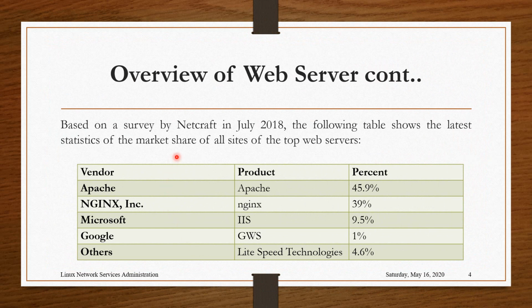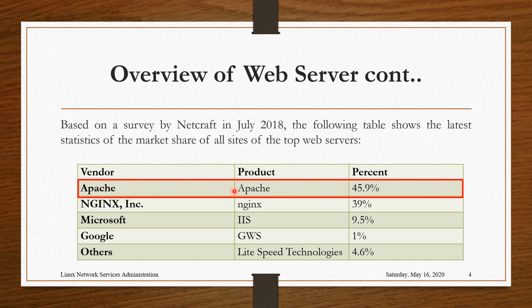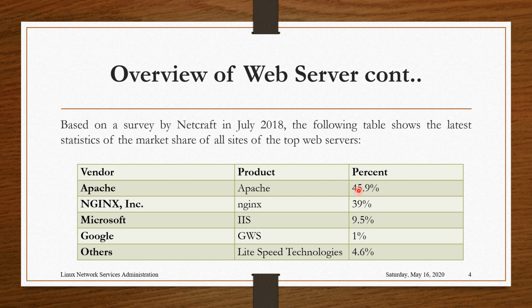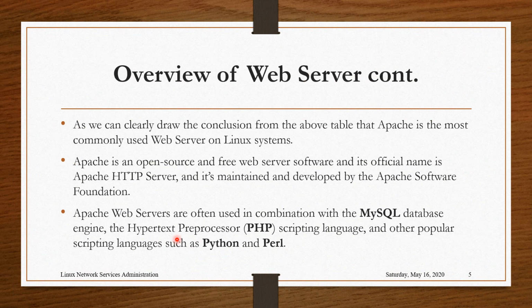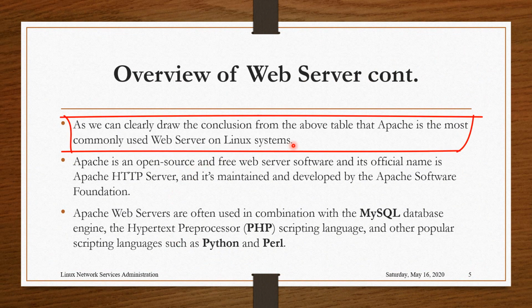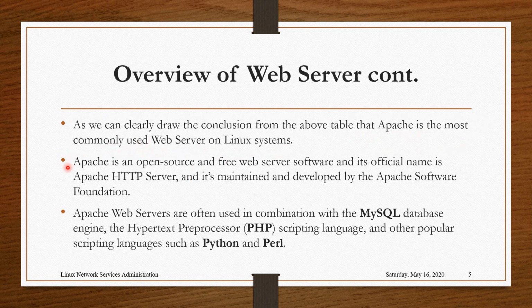Based on a survey by Netcraft in July 2018, what they found is that Apache is used mostly in the market, up to 45.9%, which is almost 46%, compared to others like Google and Microsoft. So what we conclude from the above table is that Apache is the mostly used web server on Linux systems. What is Apache then?